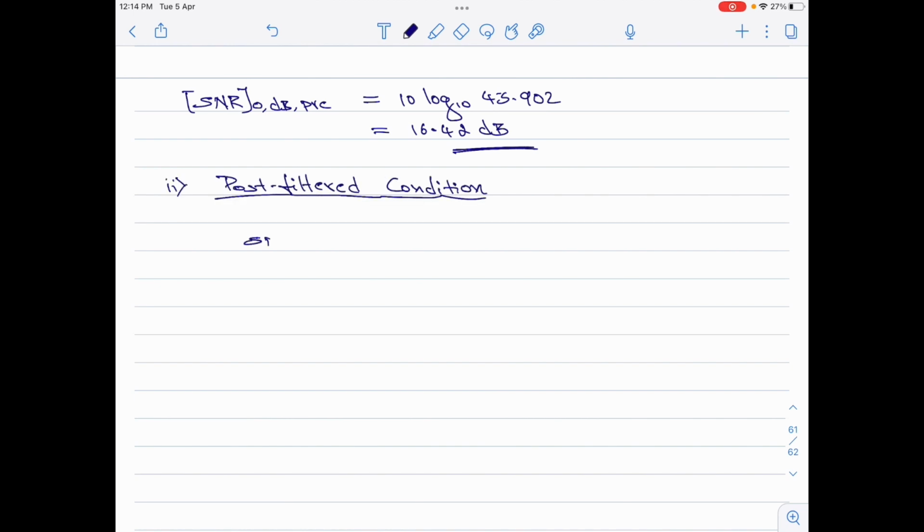The signal to noise ratio at the output for the post-filtered condition is given by 3 Fs cube divided by 8 pi square F naught square Fm. This is a derivation I have done in one of my previous videos. I'll leave a link of the same in the description below, or you can watch the same by clicking on the link shown in the top right corner right now. Let us substitute the values here.